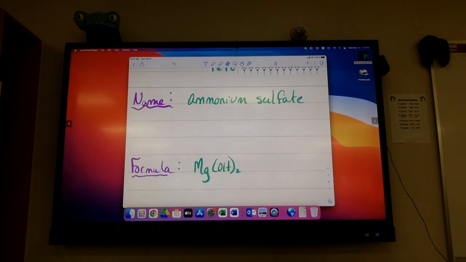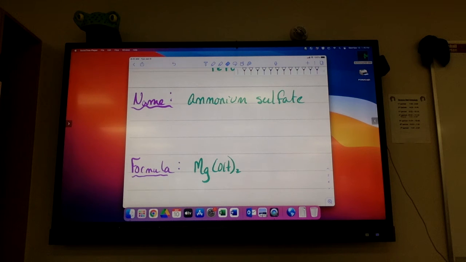Before I forget to tell you, on Friday's quiz, please make sure that your endings are correct because that's where most of the points are lost. Most of the points are lost at the end of the word because you're supposed to change the binaries to "ide," but the ternaries aren't changed at all. They're either "ite," "ide," or "ate," depending on the polyatomic you're using. And so students get on a roll and they name everything "ide" or they name everything "ate." It's the ending that tells you.